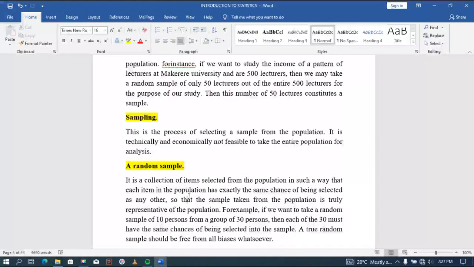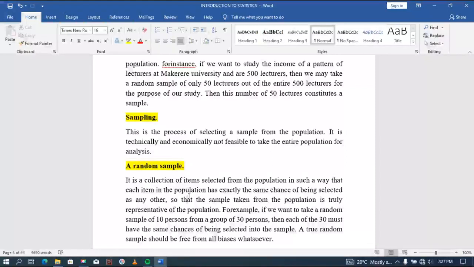So it is a collection of items selected from a population in such a way that each item in the population has exactly the same chance of being selected as any other, so that the sample taken from the population is truly representative of the population. So you find that when you make a random sample, it eliminates elements of bias, because sometimes if bias is included in selecting a sample, then you may not be able to get results reflecting what you want due to that element of bias in the selection.